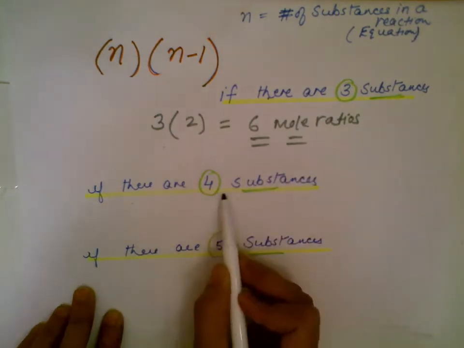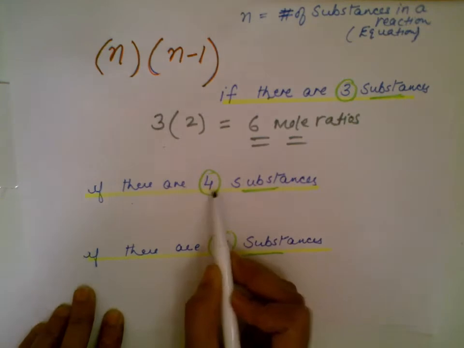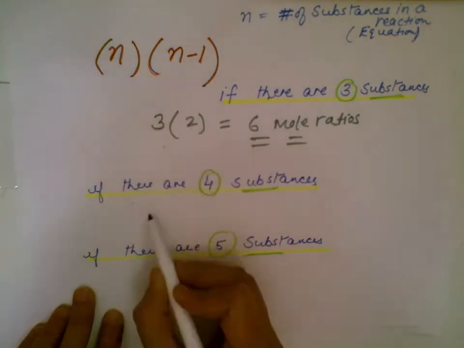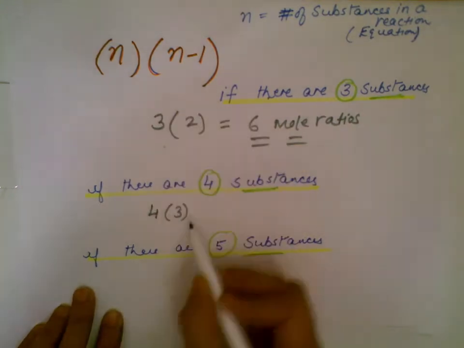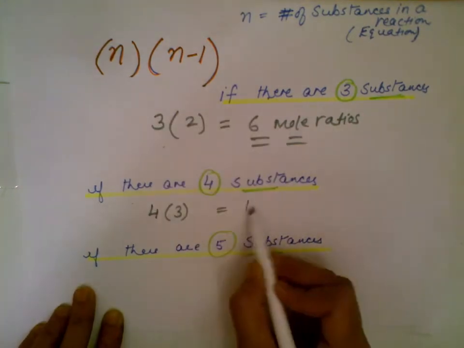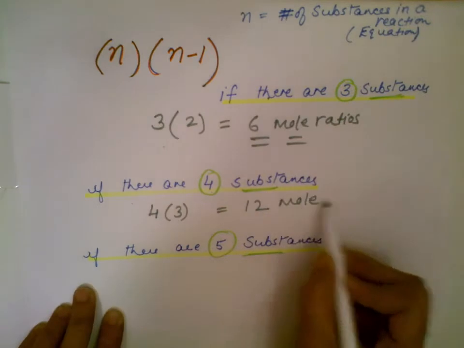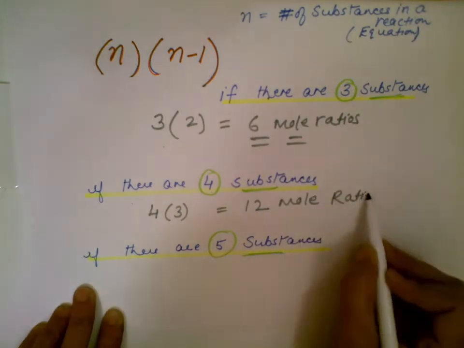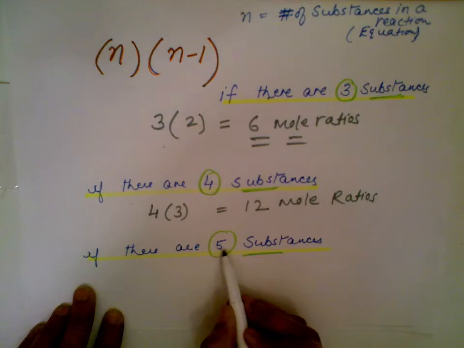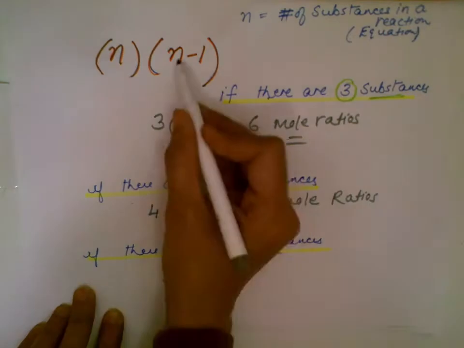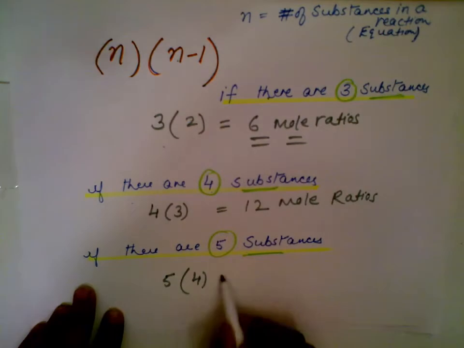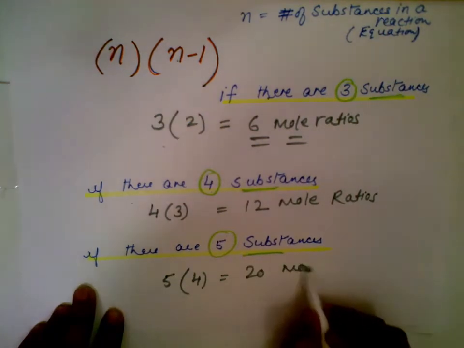When there are 4 substances, meaning n is 4, you have 4 times n minus 1, meaning 3. So that means 12 mole ratios are possible. Now when your n is 5, so n minus 1 is 4, you have 20 mole ratios possible.